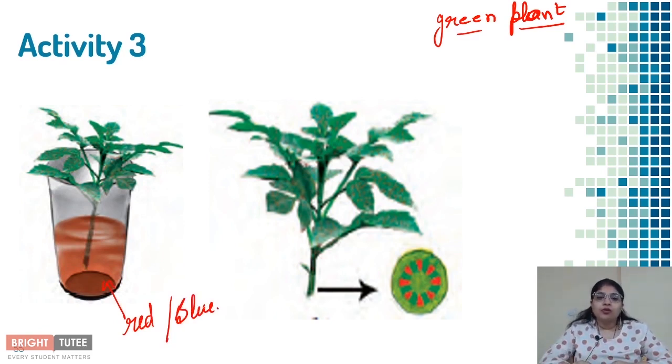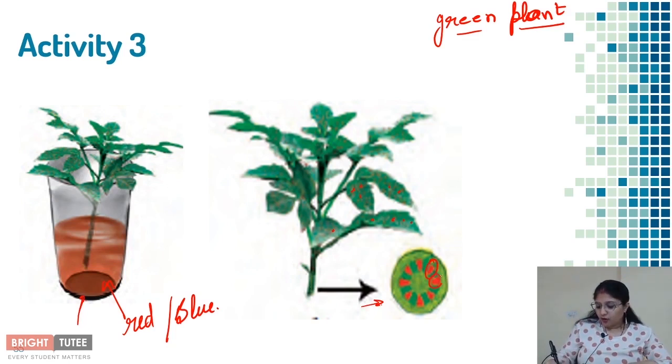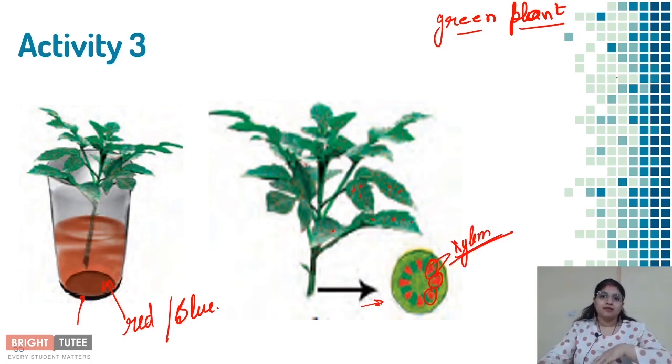Once you've put it, you have to keep it for a few hours, maybe overnight also, and the next morning you will observe that there are some red patches on the leaves, right? These red patches indicate that the red ink has moved up through the stem and reached the leaf. If you cut a horizontal section, you will see this red color in the vessels. These are the vessels indicating the movement, and these are the xylem vessels, right?